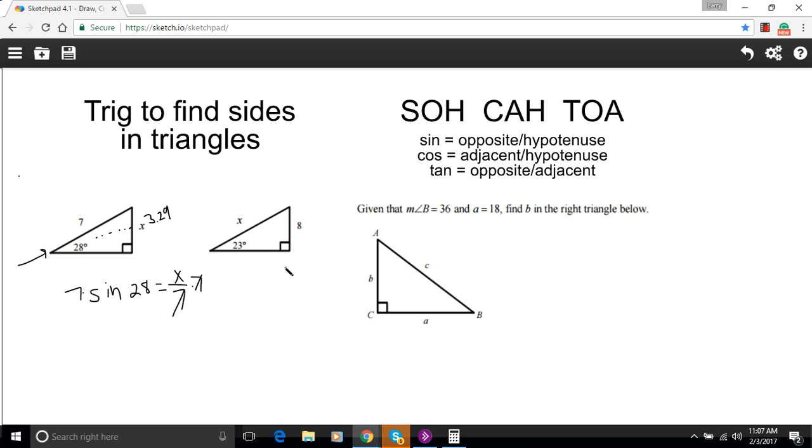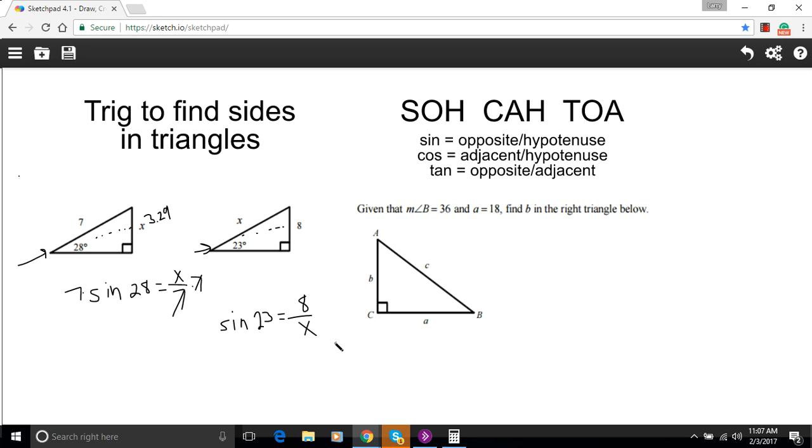Let's try another one. Here we have an angle of 23, so this is our perspective from this angle. We've got the hypotenuse again, and we've got the opposite side again here. So it's going to be a sine problem again. Sine of 23 this time equals the opposite, and that's 8 on top, over the hypotenuse, and that's x. That's the one we're looking for.